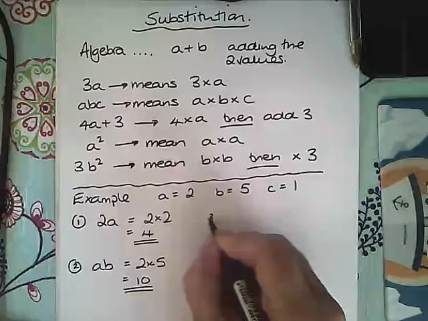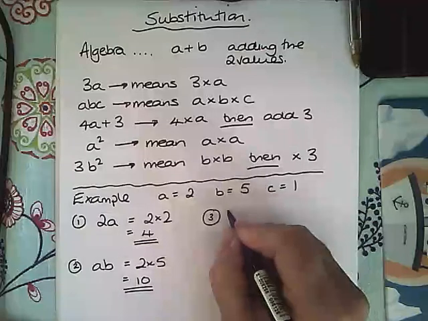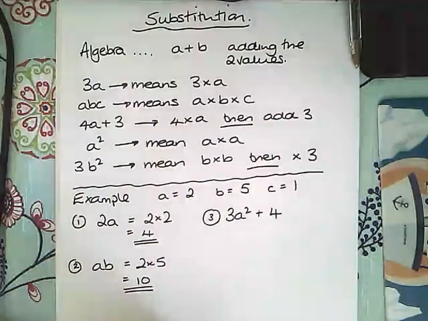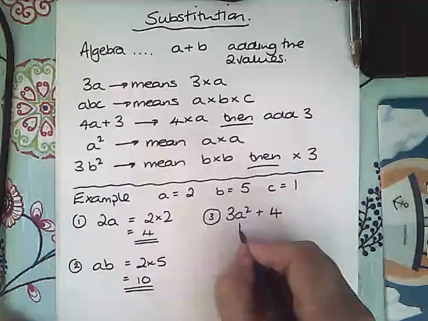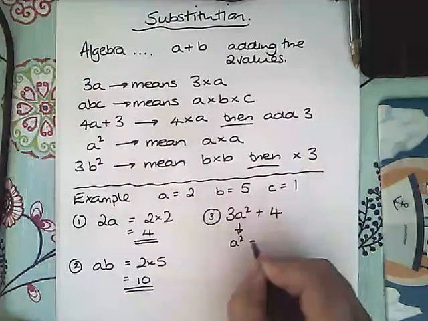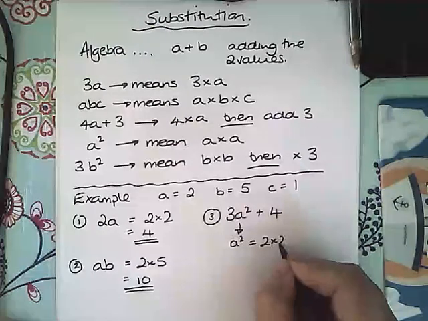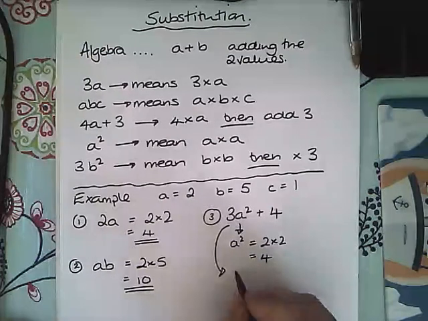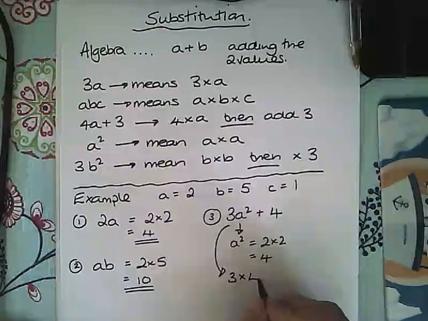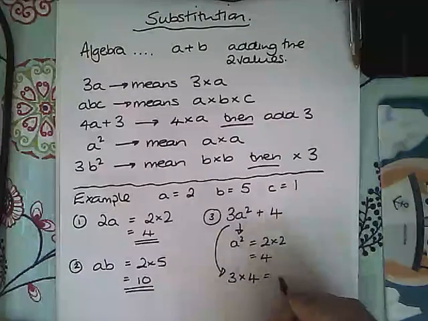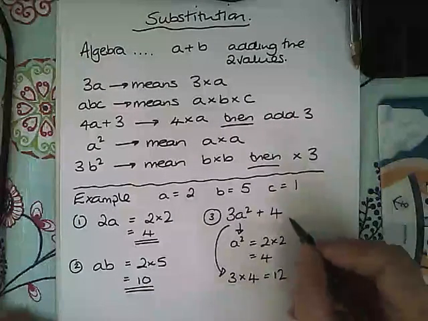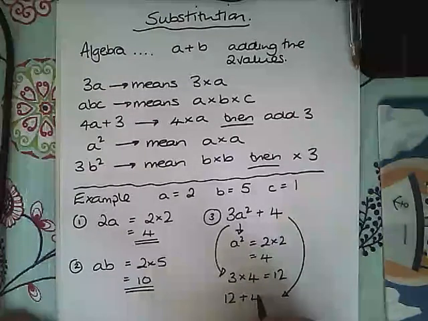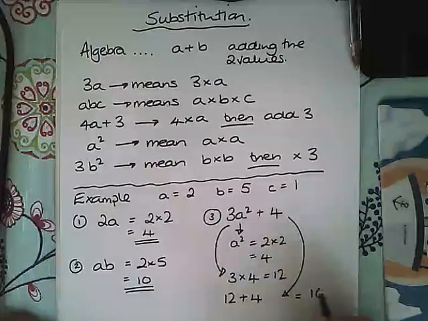If I had something like this, 3a squared plus 4, this is a really tricky one actually because I've got to do a whole load of things. I've got to do the a squared first of all, which is 2 times 2, which is 4. Then I've got to do 3 times 4, so that's 3 times the a squared, which is 12. And then finally I've got to do that 12, add the 4 on, so the whole final answer there is 16.